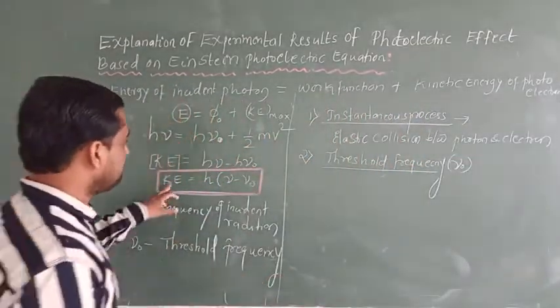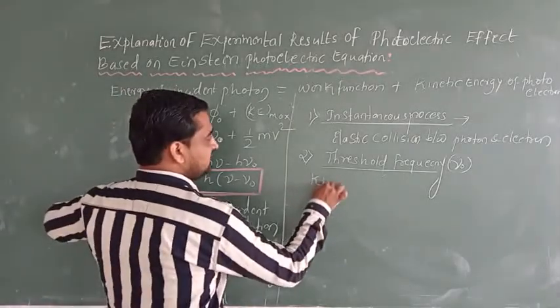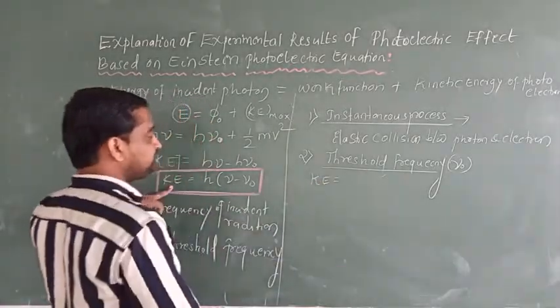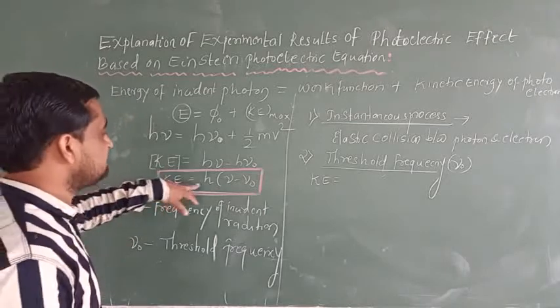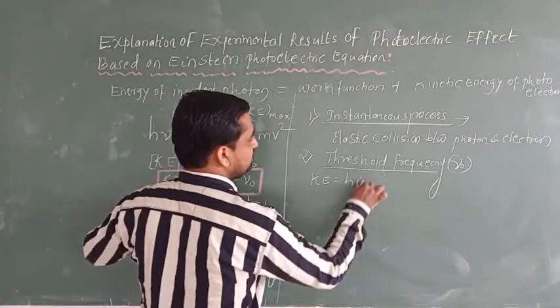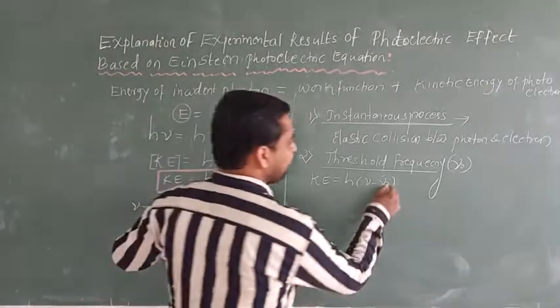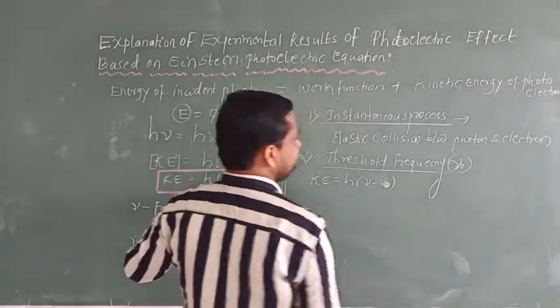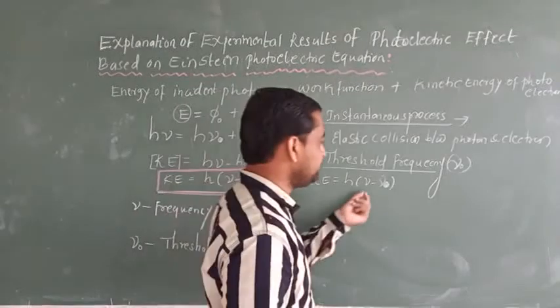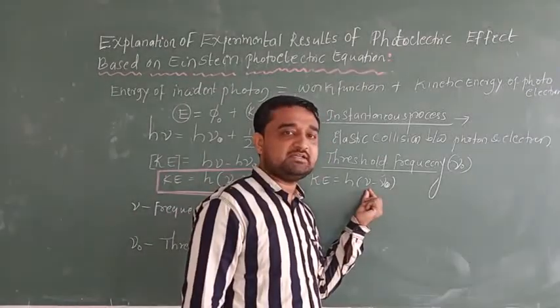Right? Nu naught. So as we have written here, the kinetic energy is equal to what? h into nu minus nu naught. Right? If the frequency is less than, here nu is what? Here nu is the frequency of the incident radiation.